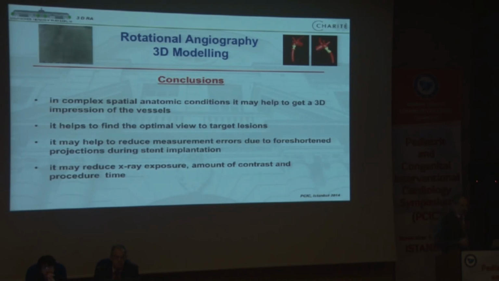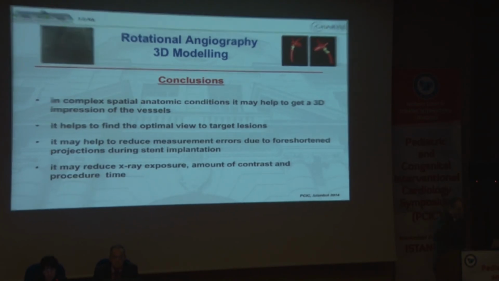So with regard to the three-dimensional modeling and the rotational angiography, I would like to conclude that in very complex spatial anatomic conditions, it may help to get you information about the three-dimensional impression of the vessels. It, in addition, helps to find the optimal view to the target lesions to plan your procedures. And it may help, and if not, it helps to reduce the measurement errors due to foreshortened projections during the stent implantation. That means especially in the length of the lesion you have to deal with. And it for sure may reduce X-ray exposure, not only of the patient, but also of the investigator.